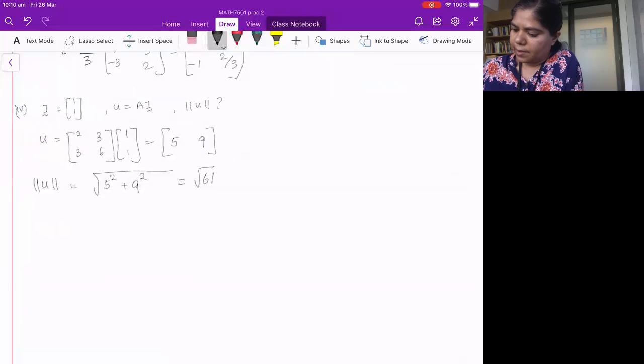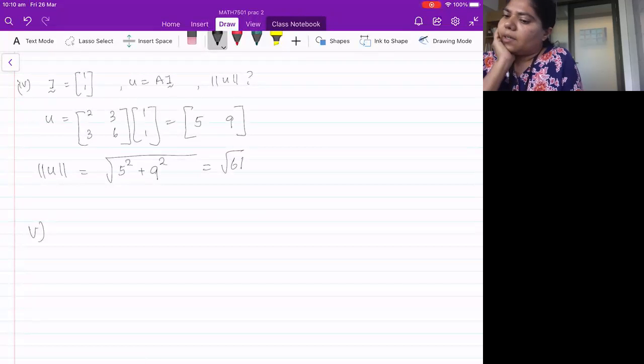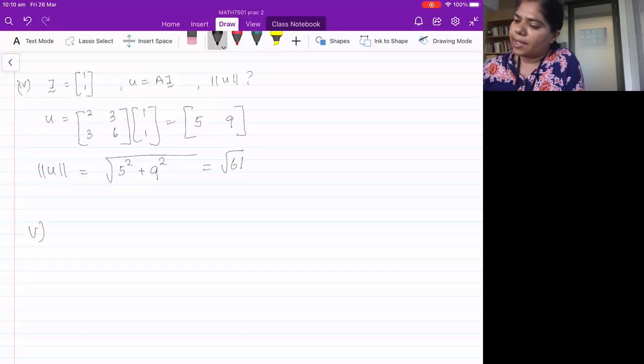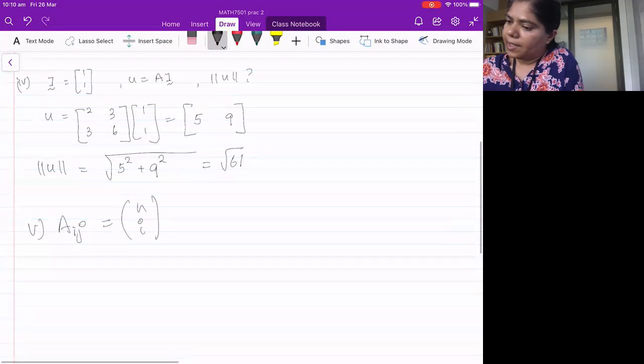And part 5. Take now an n by n matrix A with entries Aij equal to (n choose i). Let Ei be the n row vector.